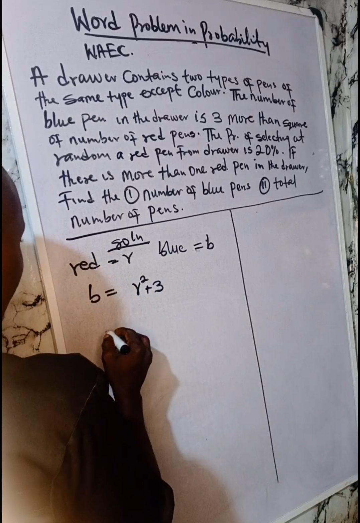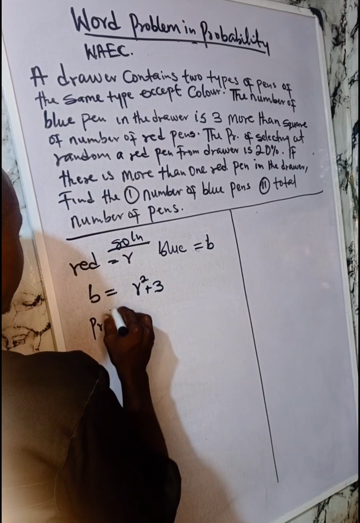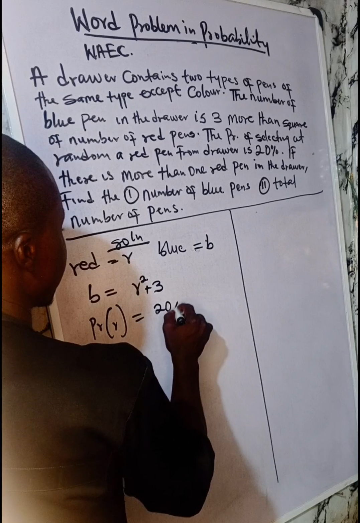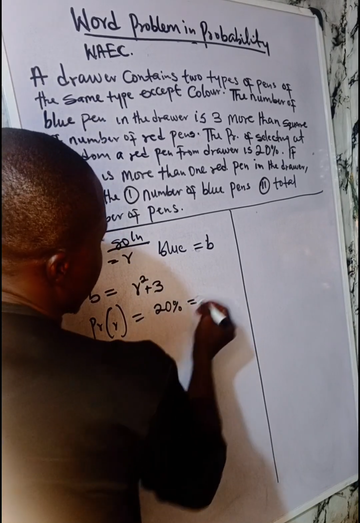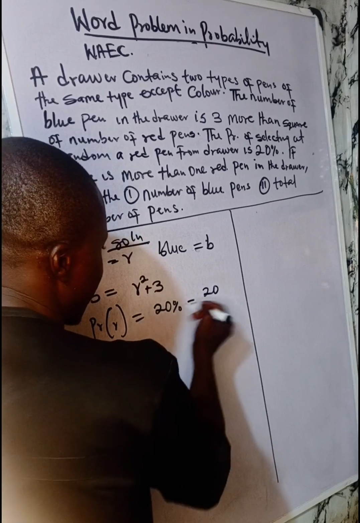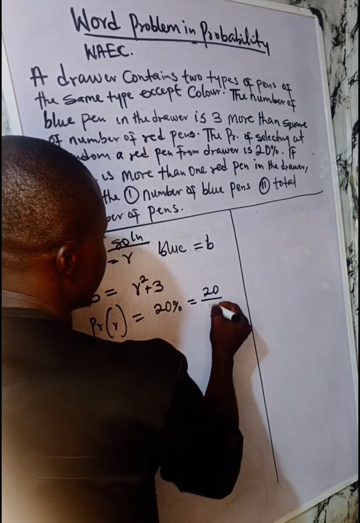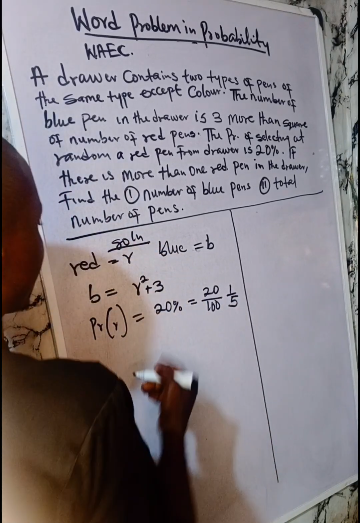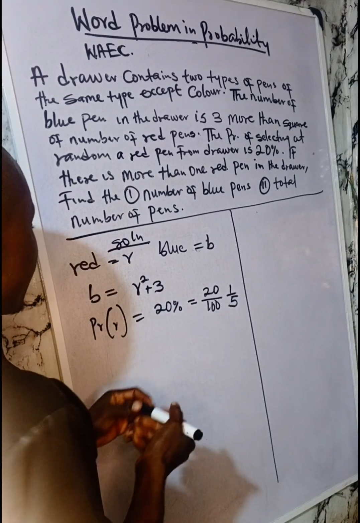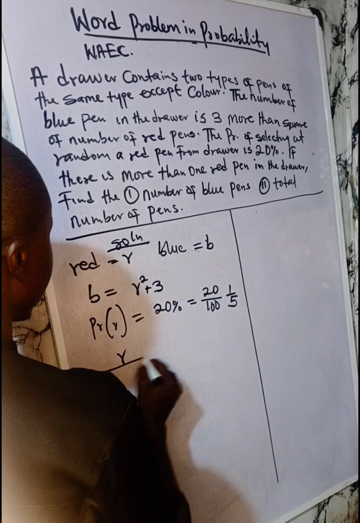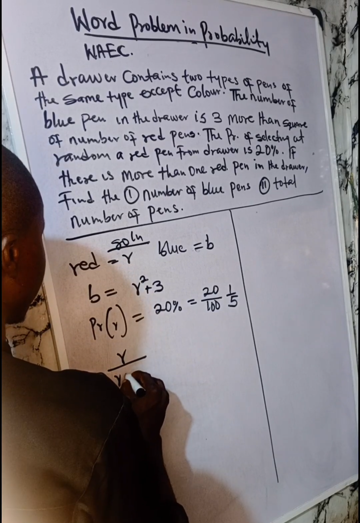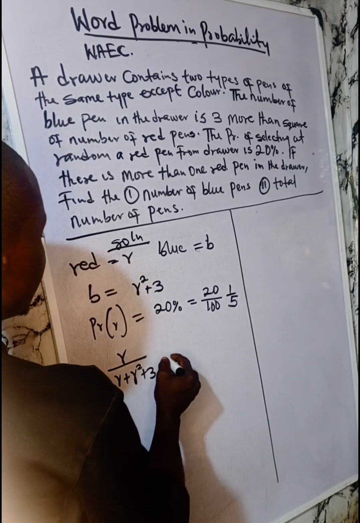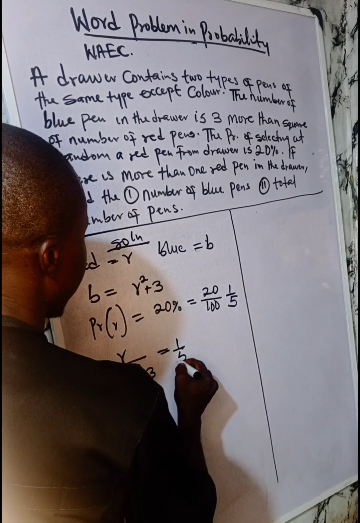Now we solve further. They said the probability of picking a red is 20%, which is the same thing as 20 over 100. Then when you divide, you have 1/5. So the probability of picking a red pen is 1/5. So we now have the number of red pens over the total number, which is red plus blue, equal to 1/5.